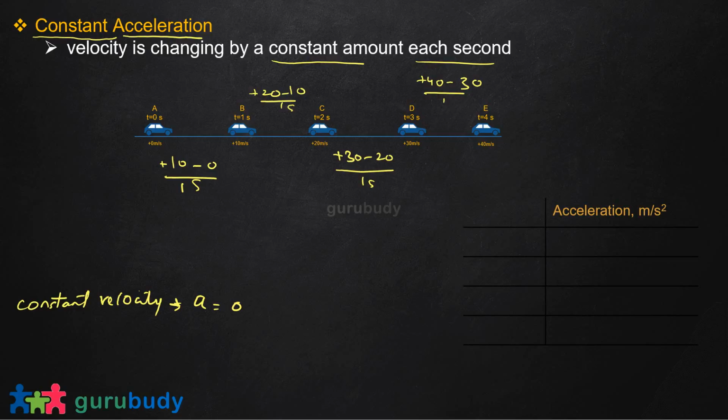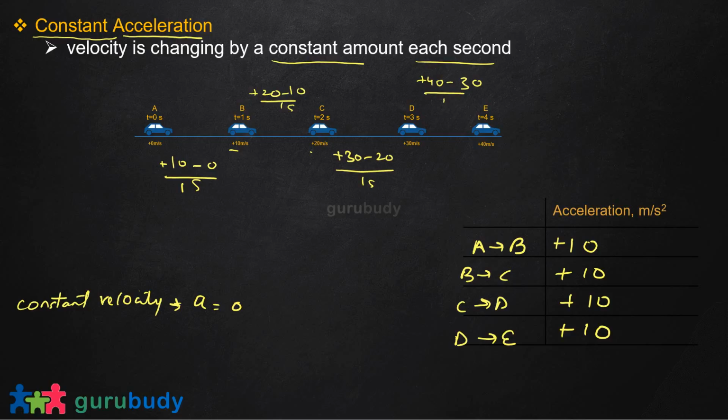So if I want to write here, for a car going from A to B, acceleration is plus 10. B to C is plus 10 again. C to D is plus 10 again, and D to E is plus 10. So as you can see, the acceleration is not changing even though velocity is changing. So this is an example of constant acceleration. It means if the velocity is changing by a constant amount each second, you will say the acceleration is constant.